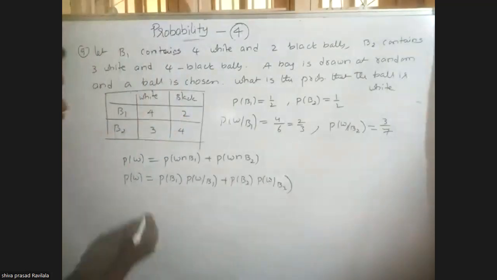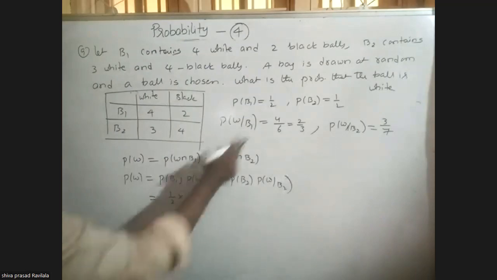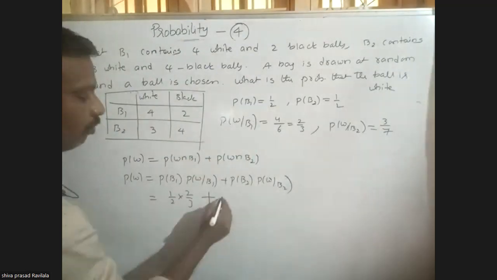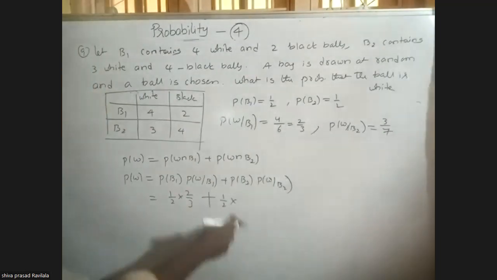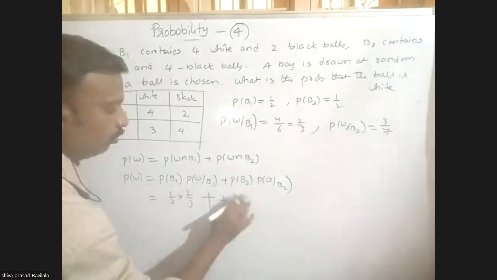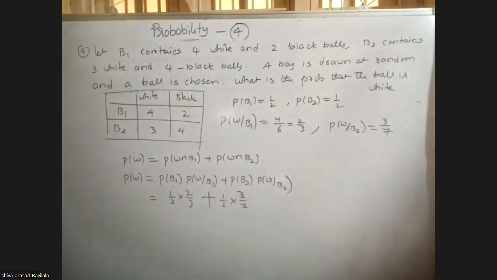Okay, substitute all these values. Probability of B1 value 1 by 2 into white ball taken from B1 is equal to 2 by 3, plus probability of B2 is equal to 1 by 2 into white ball taken from B2 is equal to 3 by 7. Do the calculation. 1 by 2 into 2 by 3 plus 1 by 2 into 3 by 7.